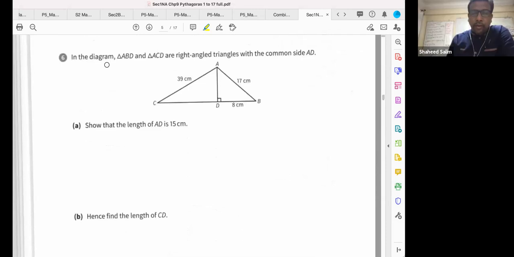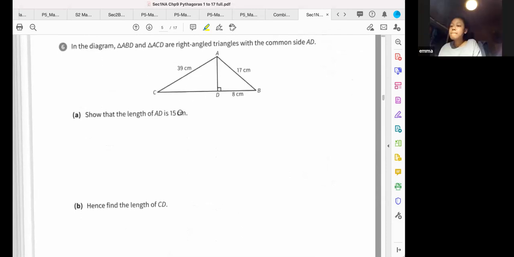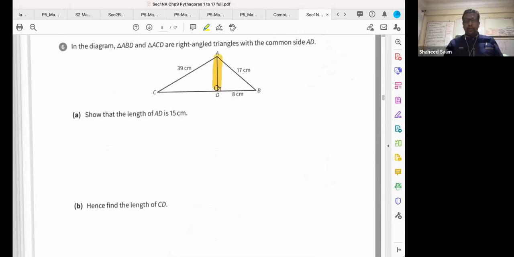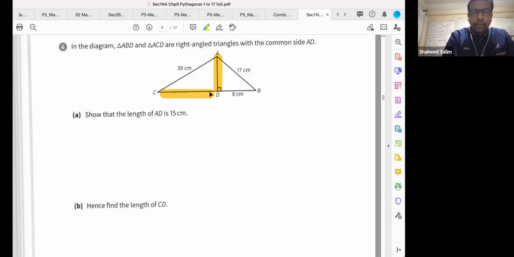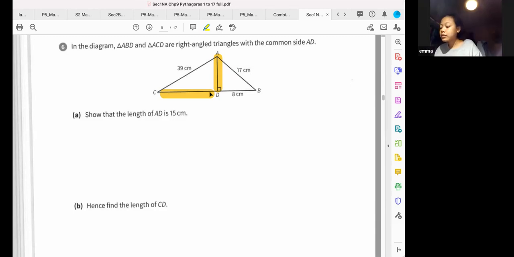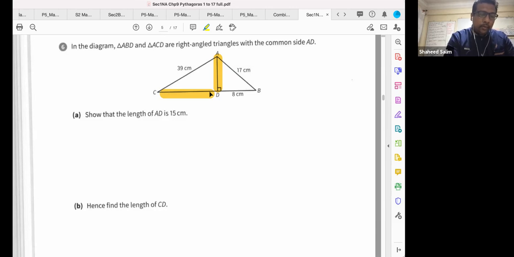Okay, they want you to find AD, it's supposed to be 15, and after that you find CD. Ready? And go. You get 15? Yeah. Okay, good. Can you find CD? 36. Wow, it's fast.